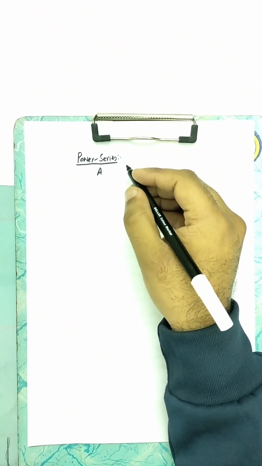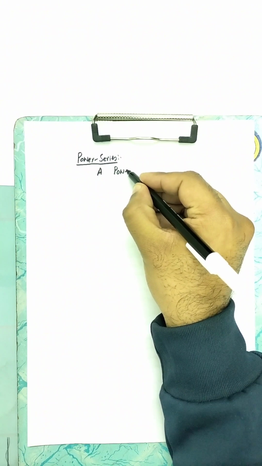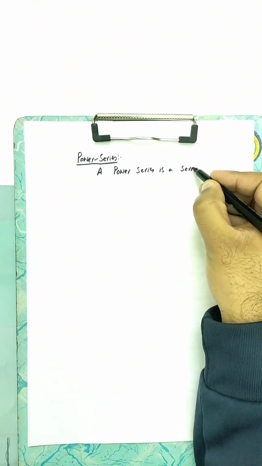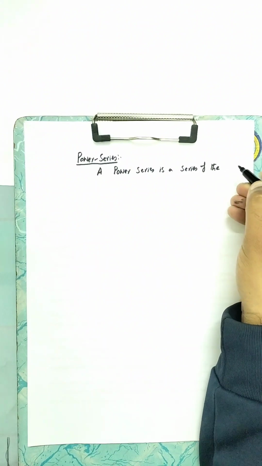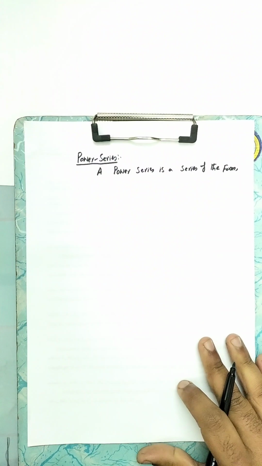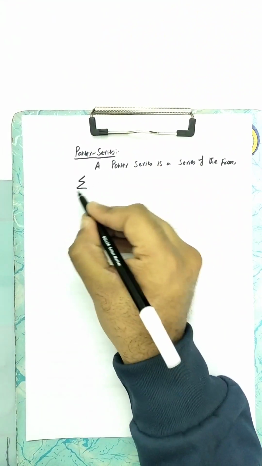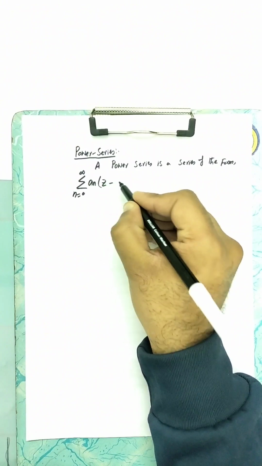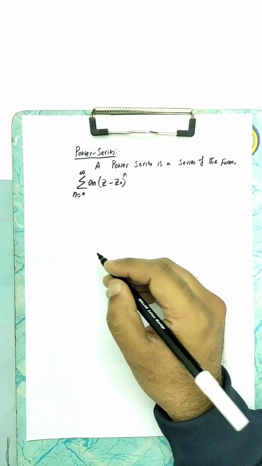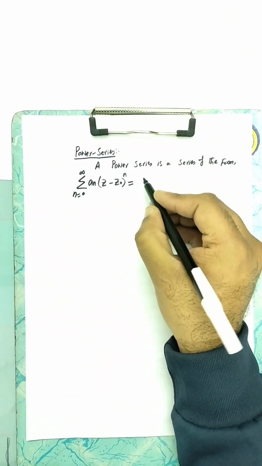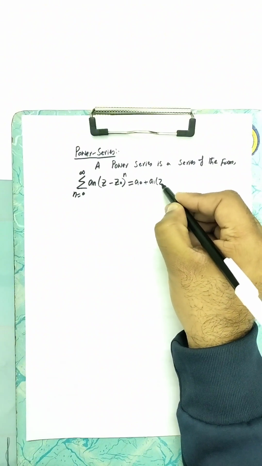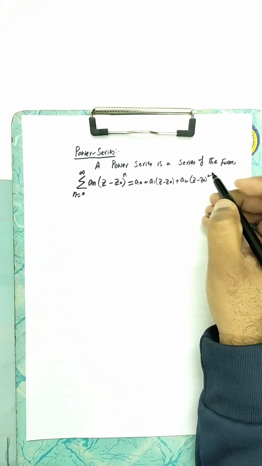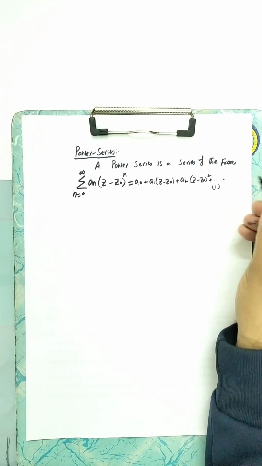First we write the definition of power series. A power series is a series of the form summation n from 0 to infinity a_n (z minus z naught) power n, and if we expand then we write a naught plus a1 (z minus z naught) plus a2 (z minus z naught) square and so on. This is our equation number 1.